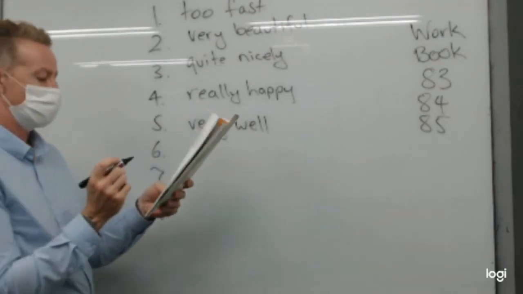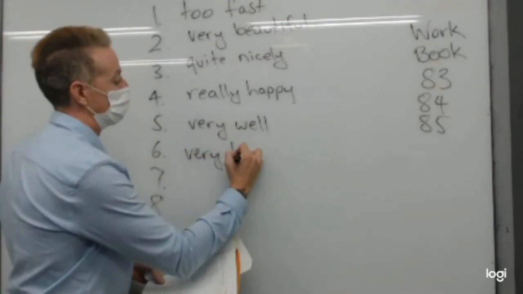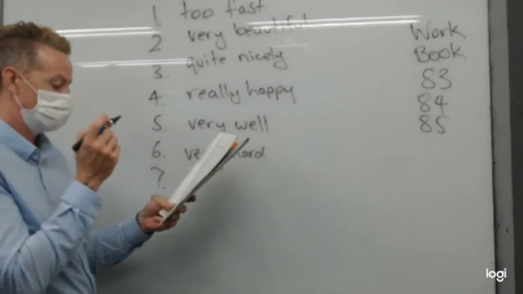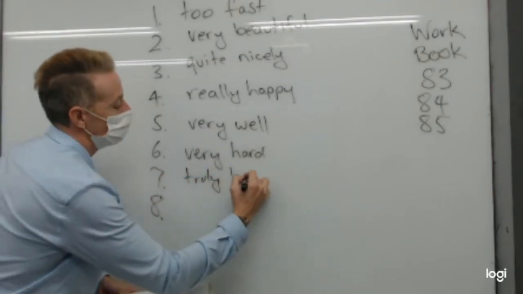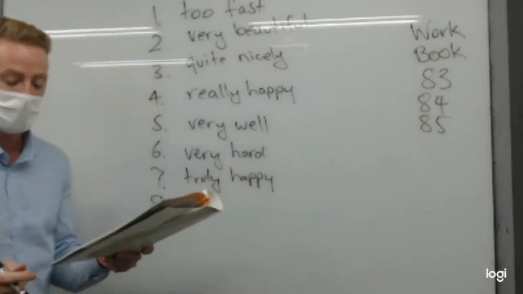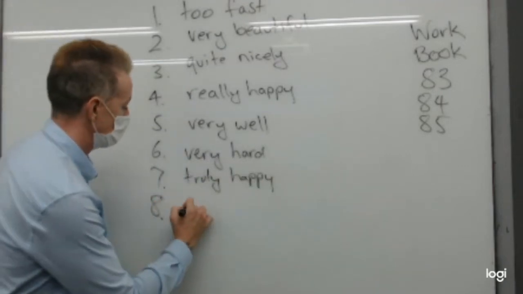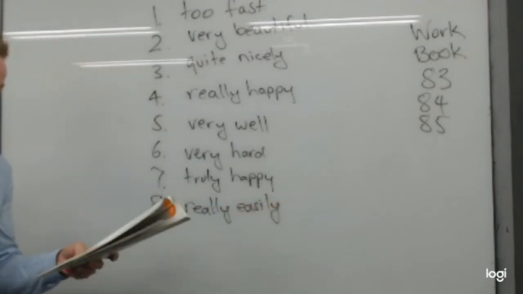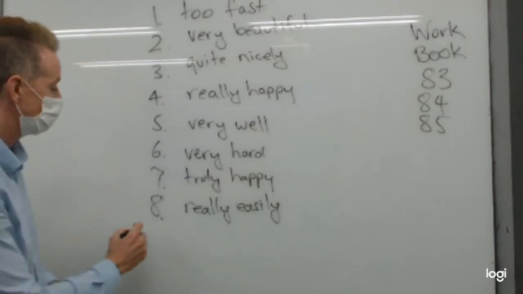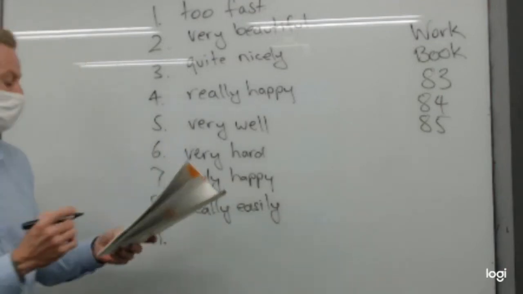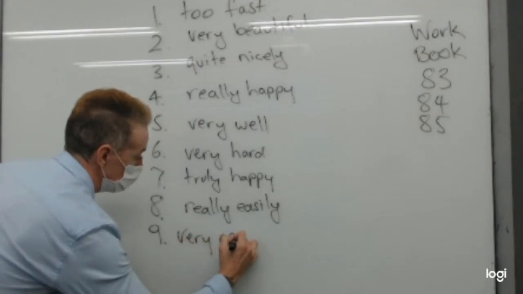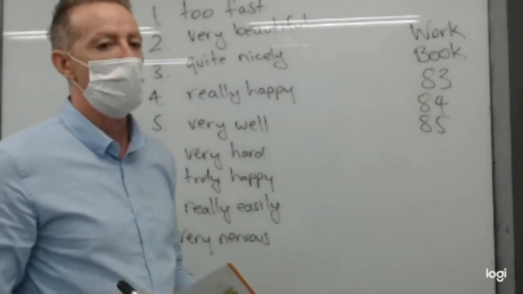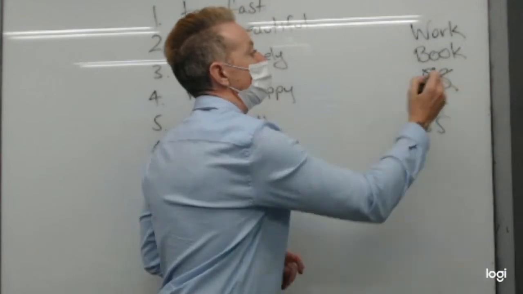Ellie, six. "They worked very hard for the school." Dorothy, seven. "Everyone was truly happy to see me." Good. Sam, eight. "Really." Read the sentence, please. Good. And last one, West. "We were very nervous before the test." Good.